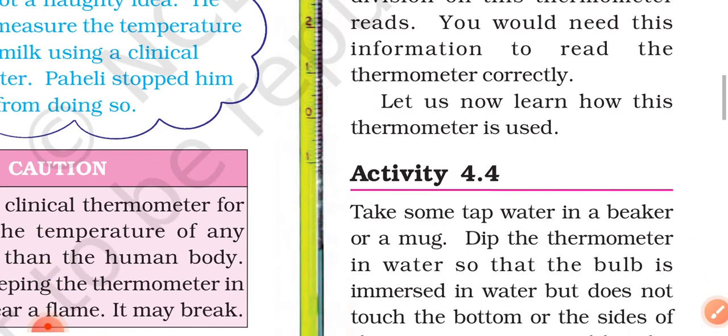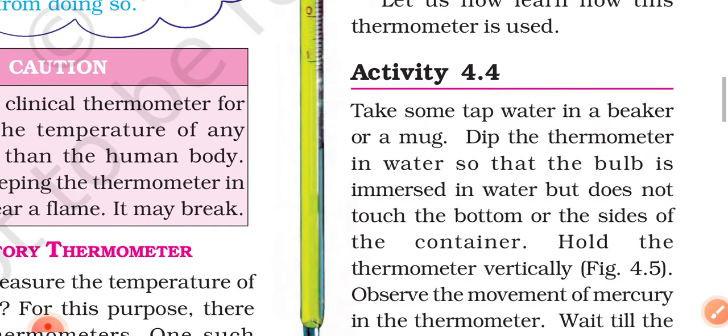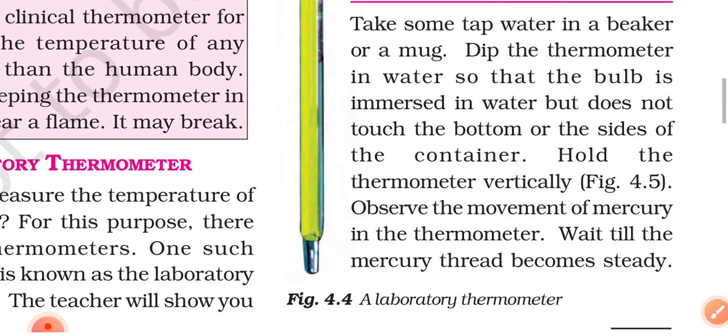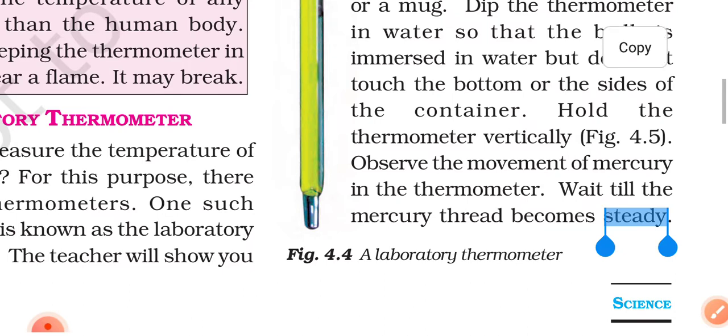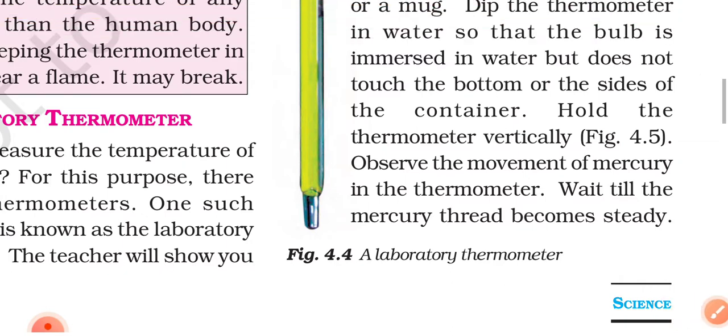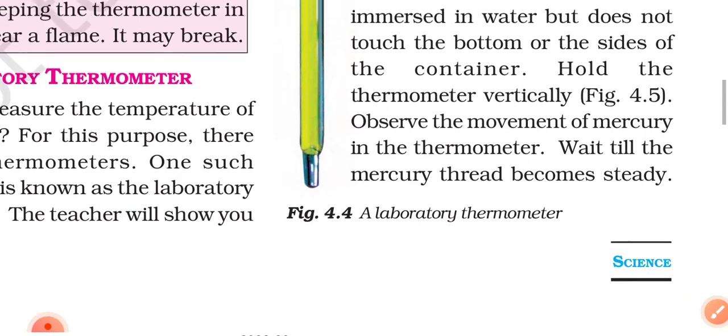Let us now learn how this thermometer is used. Activity 4.4. Take some tap water in a beaker or a mug. Dip the thermometer in water so that the bulb is immersed in water but does not touch the bottom or the side of the container. Hold the thermometer. Figure 4.5. Observe the movement of the mercury in the thermometer. Wait till the mercury thread becomes steady.